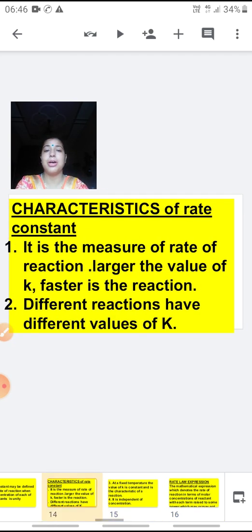So, you have learned about the characteristics of rate constant K. You should also know the units of rate constant K. We will discuss this later on. So, how does the question come on this topic?